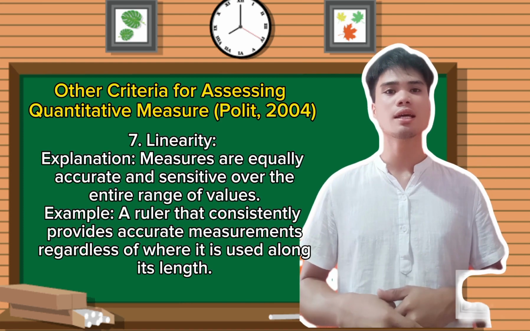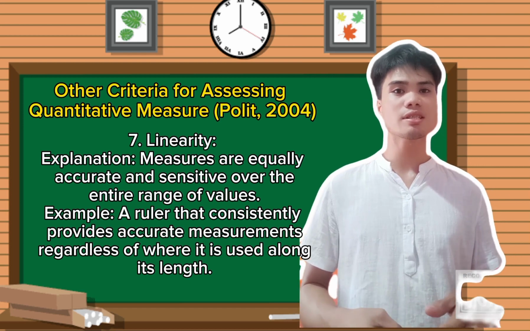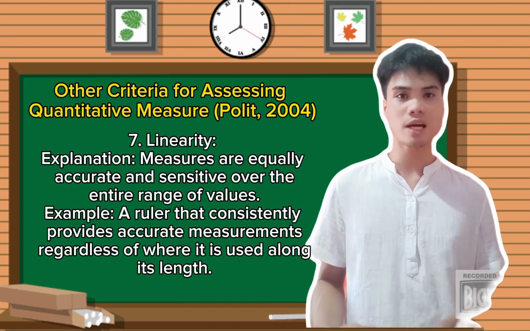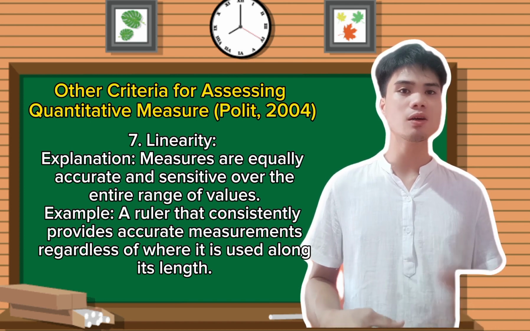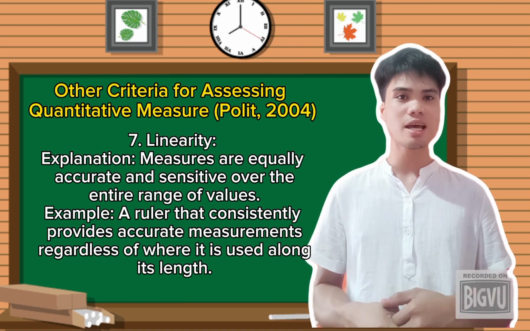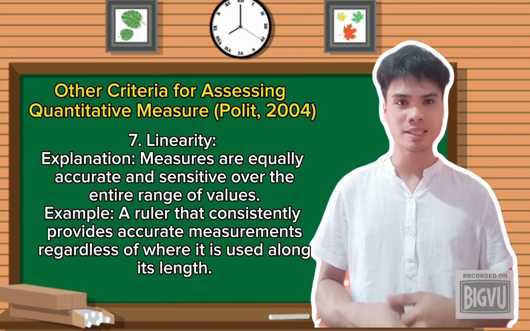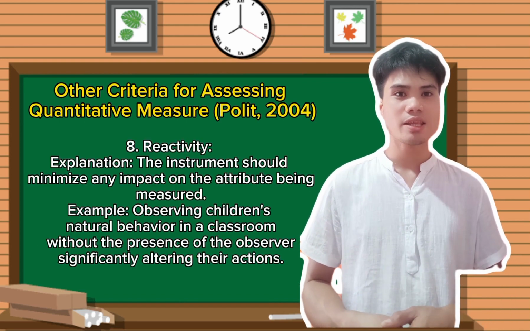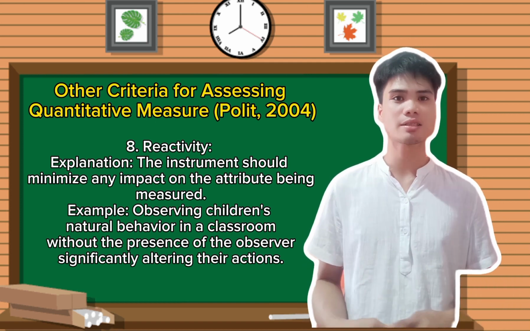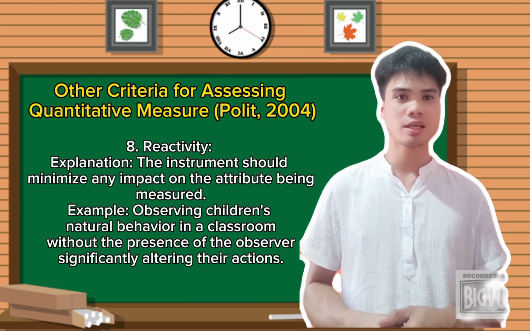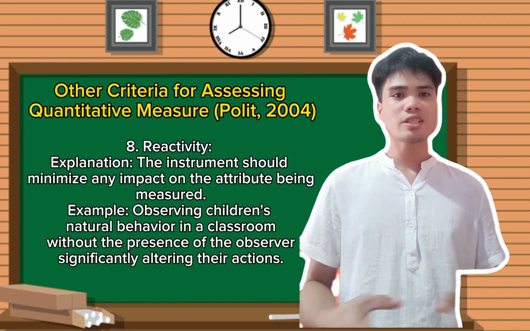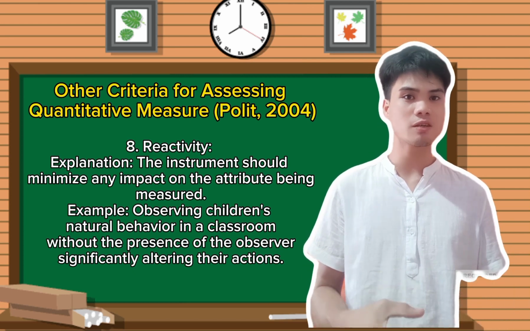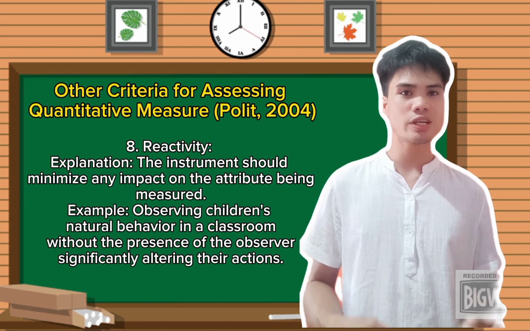The seventh one is linearity. Measures are equally accurate and sensitive over the entire range of values. So, for example, a ruler that consistently provides accurate measurements regardless of where it is used along its width. And the last one is the reactivity. The measurement should minimize any impact on the attribute being measured. Example, observing children's natural behavior in a classroom without the presence of the observer significantly altering their actions.